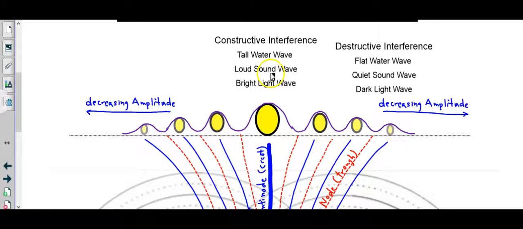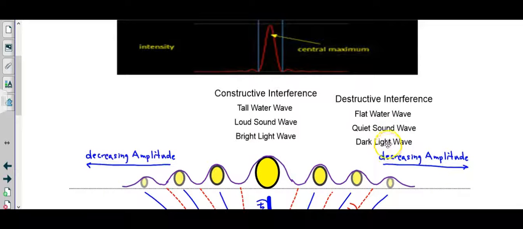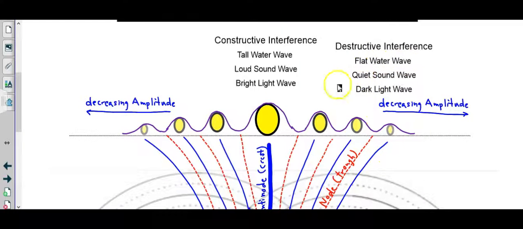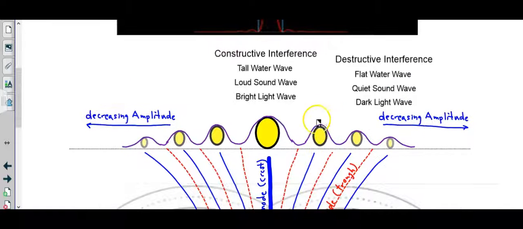Let's take a look at what I have here. The constructive interference. If this was a water wave, it would be a tall water wave. If it was sound, this is where the sound would be loudest. And if this was a light wave, this is where the light would be brightest. Now all the destructive parts, if it was a water wave, it would be a flat spot on these red dashed lines. But if it was a sound wave, it would be a quiet spot on these red dashed lines. And of course, if it was a light wave, it would be a dark spot on all of these red dashed lines.